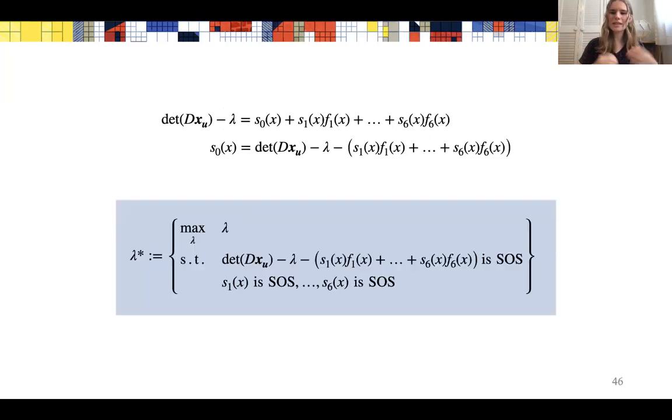And so then notice that we have 7 SOS polynomials, and we can constrain each of these to be SOS. So we have this constraint on s0, and then 6 other SOS constraints. Now notice that we've transformed our original polynomial inequality constraint over a compact domain into 7 SOS constraints. And so now our problem is convex, and it's now easy to solve.